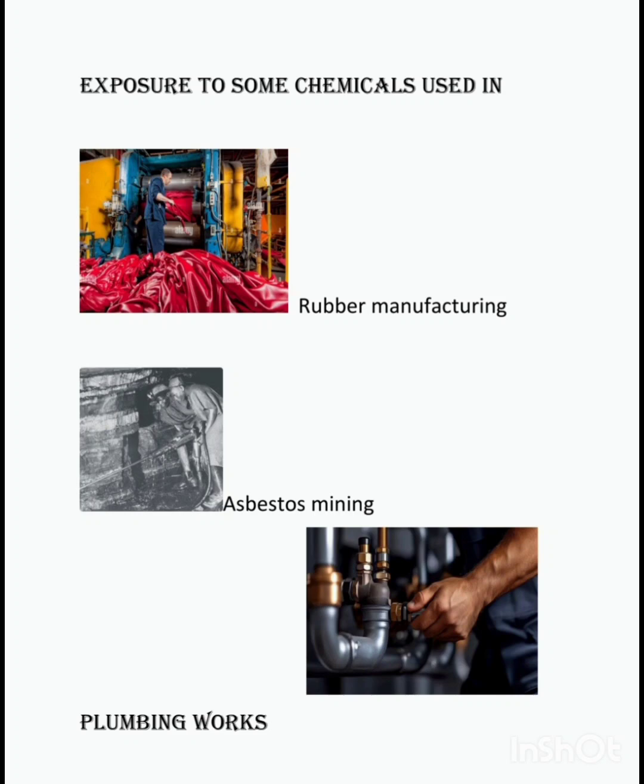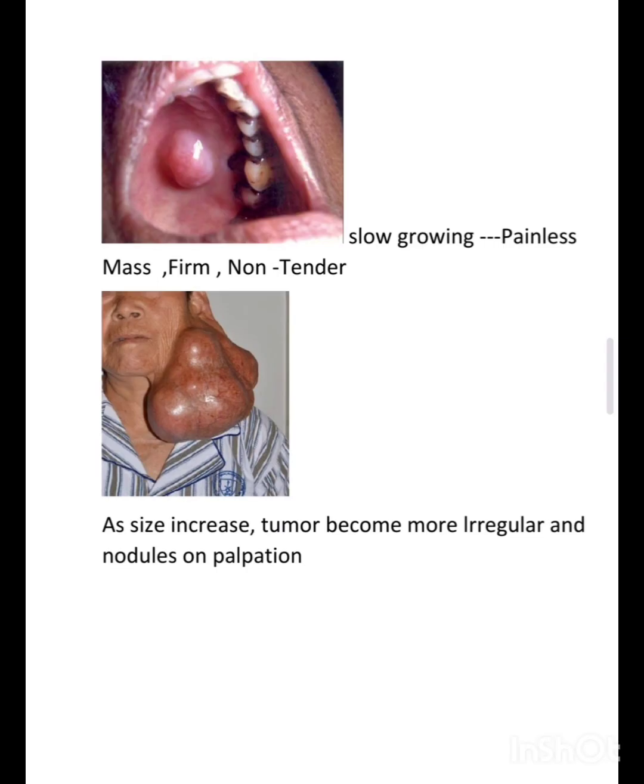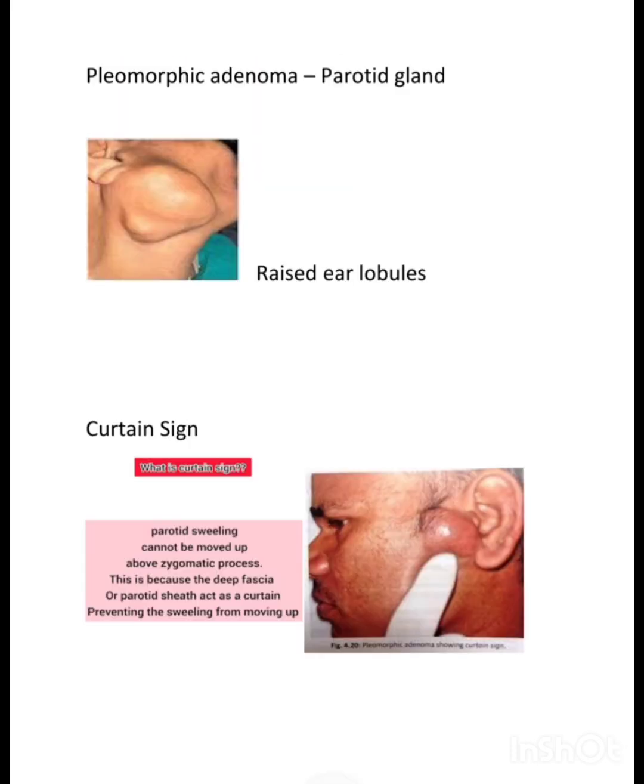Now let's discuss the clinical features of pleomorphic adenoma. Pleomorphic adenoma is most commonly seen in the 4th to 6th decade of life and shows a slight female predilection. Clinically, it presents as a slow-growing, painless, firm and non-tender mass. As the tumor increases in size, the swelling may become irregular and nodularity may be felt on palpation.